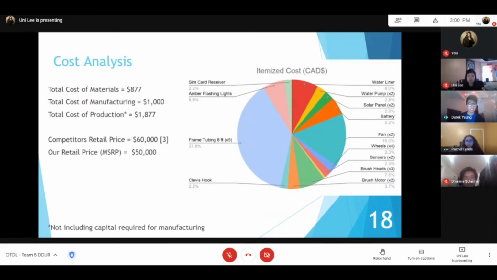Over here we have the cost analysis. On the right is a pie chart with the itemized cost and the approximate percentage of the overall cost. The total cost of materials is $877. The approximate cost to produce, including manufacturing and other expenses, is about $1,877. Our competitor's retail price is $60,000, and our suggested manufacturer retail price is $50,000. We based this amount off of the R&D that costs approximately $600,000 per year for a small startup company, which justifies the unit's pricing.